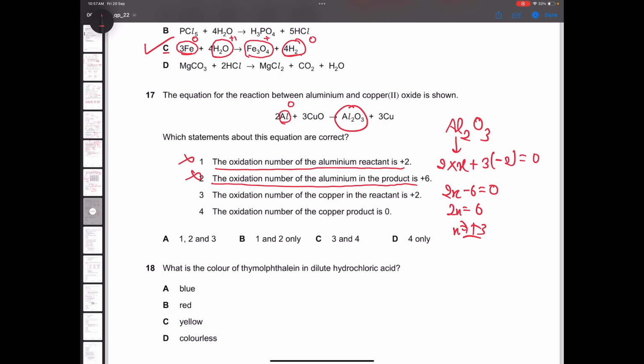The oxidation number of copper in the reactant is +2. This we can check. Copper oxide: copper as x and oxygen as -2, so x is +2. This is correct. The oxidation number of copper in the product is 0. Again the same thing: this is an elemental form, so the charge will be 0. So statements 3 and 4 are correct, which means option C is correct.